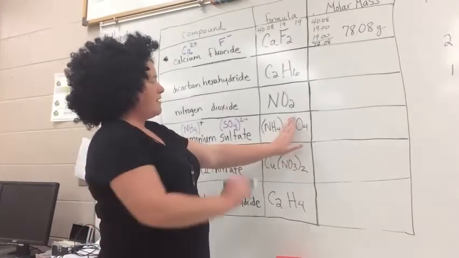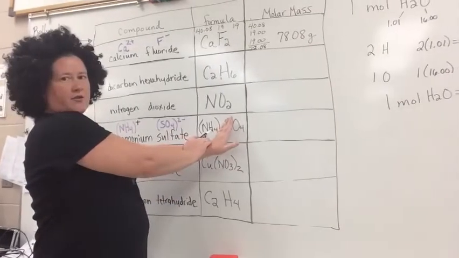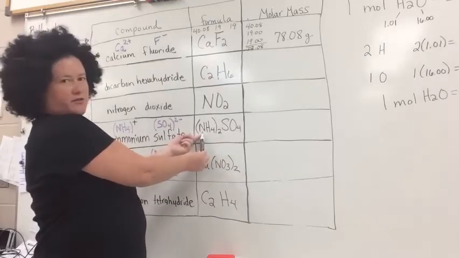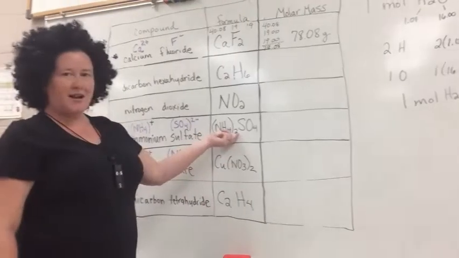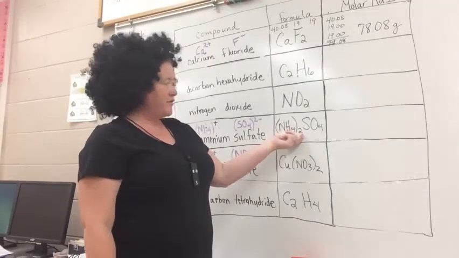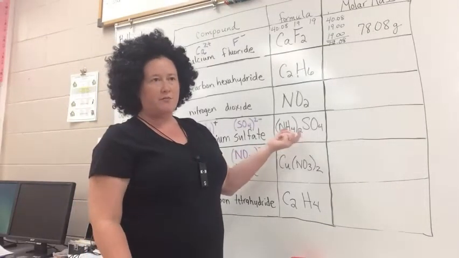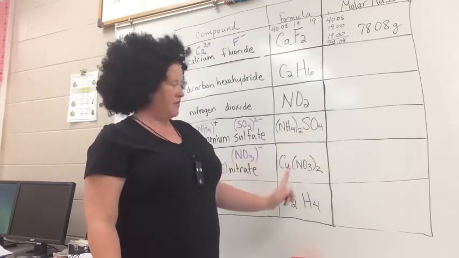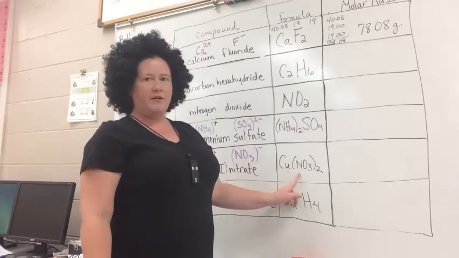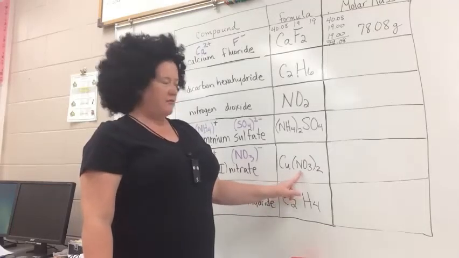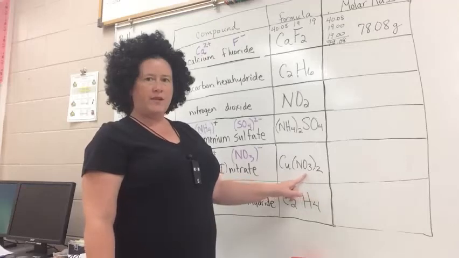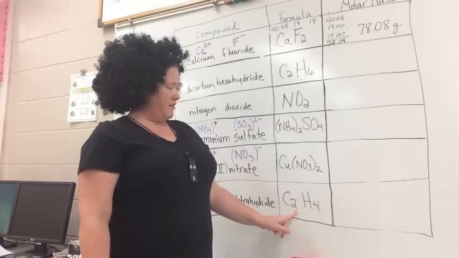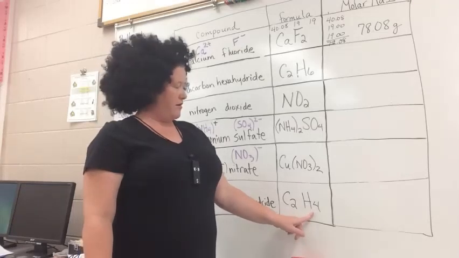So without it, I have 1 nitrogen and 4 hydrogens. When the 2 is there, it multiplies through. Now I have 2 nitrogens and 8 hydrogens. A common mistake is for students to say that there are 6 hydrogens, but remember it has to multiply through. 1 sulfur, 4 oxygens. Here we have 1 copper, 2 nitrogens, because of that little subscript 2, and 6 oxygens, and then 2 carbons and 4 hydrogens.